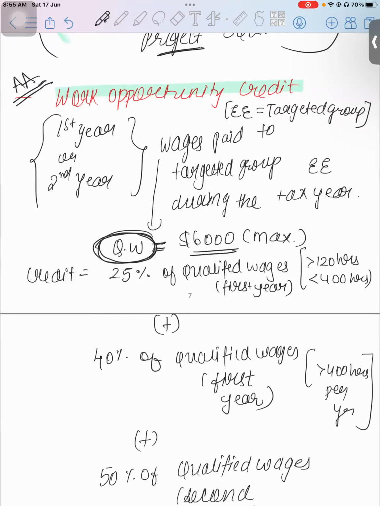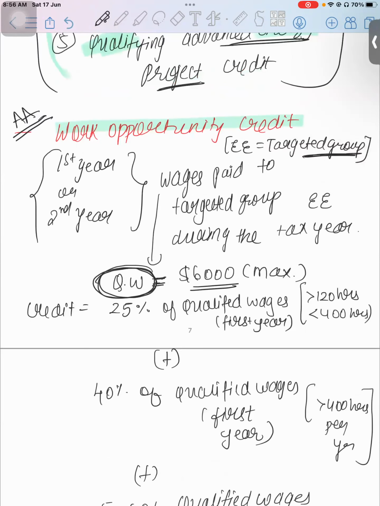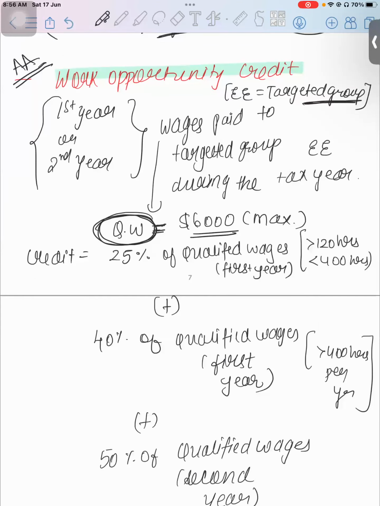If anyways you are going to provide them wages of more than 6,000, 8,000, 9,000, then they are not falling under the targeted group. Here the word we'll be using is targeted group. What do you mean by targeted group? It means they are not getting a job anywhere, or they are unemployed, so they are categorized as a targeted group. If they fall under the category of targeted group and they are receiving qualified wages of up to 6,000, the employer can take a credit for whatever wages they are paying to them.